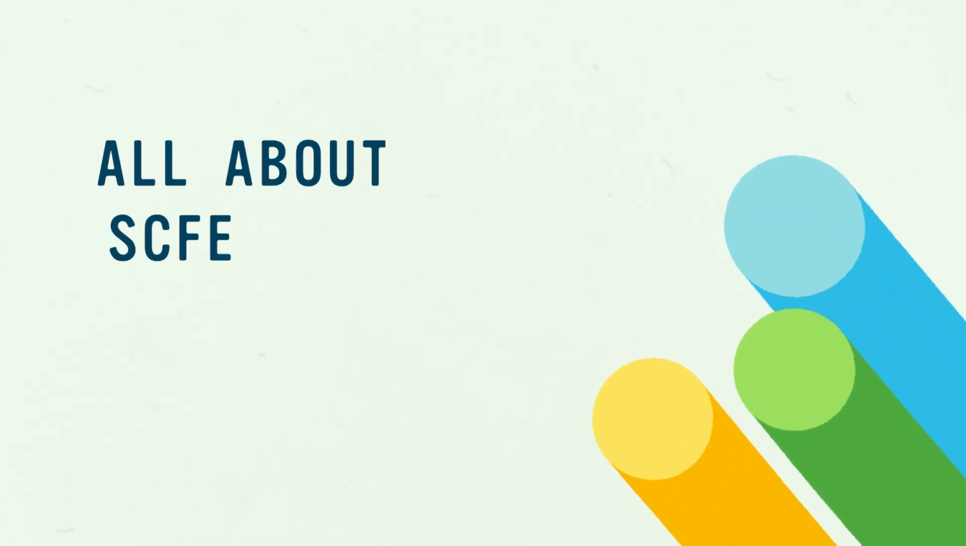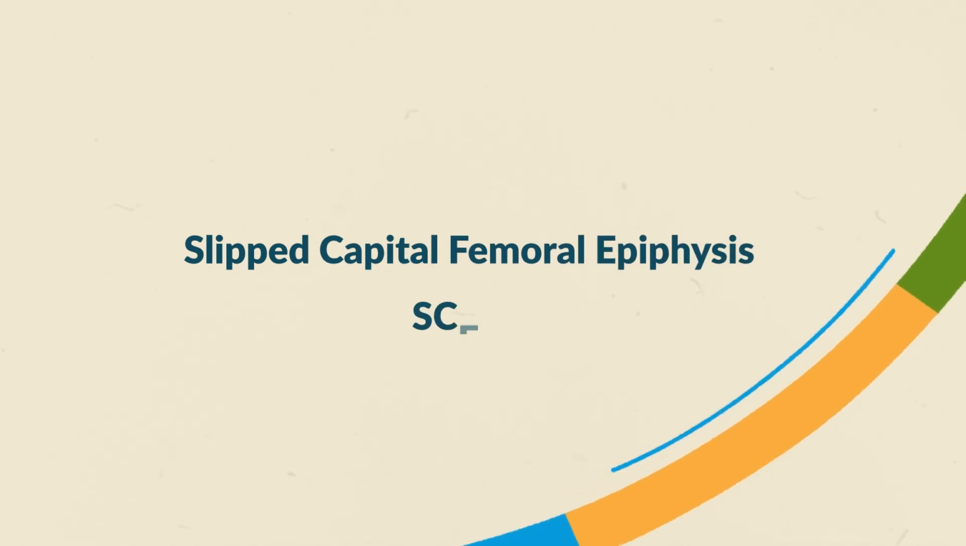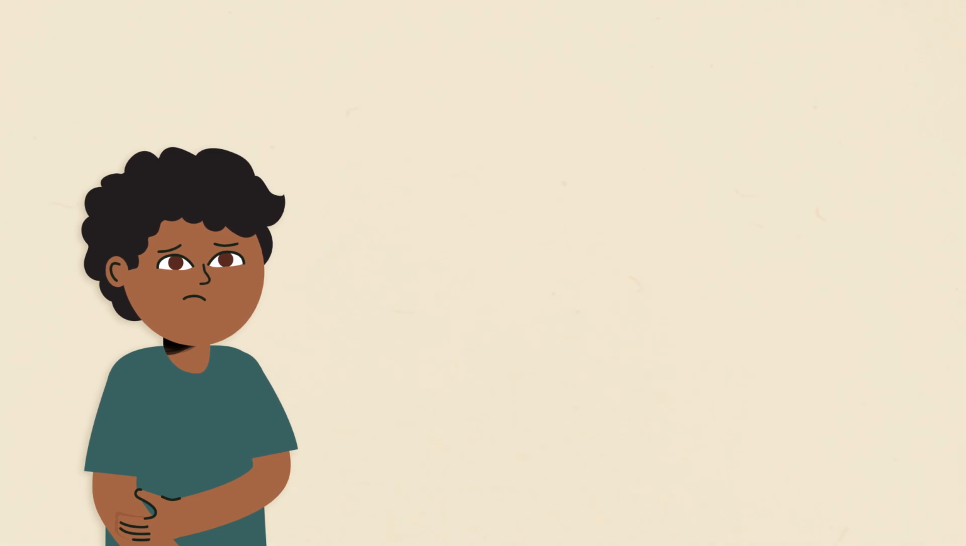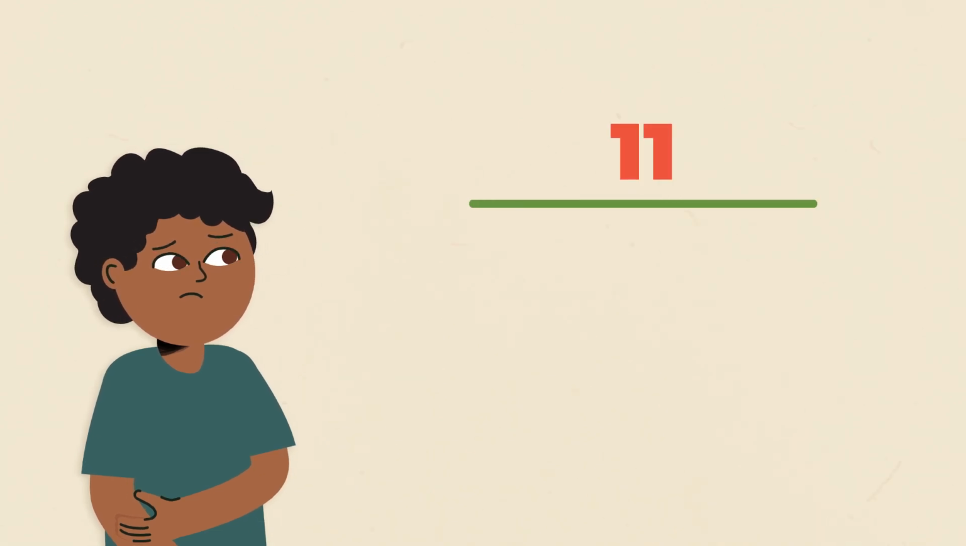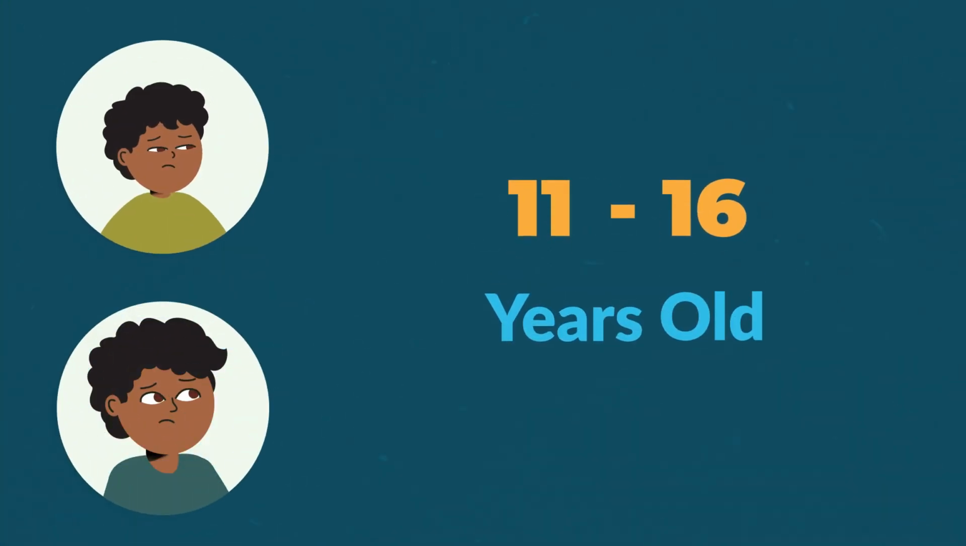All About SCFE. Slipped capital femoral epiphysis, or SCFE, is the most common hip disorder in teenagers and occurs in about 11 in 100,000 children. SCFE typically occurs between 11 and 16 years old and is more common in boys.